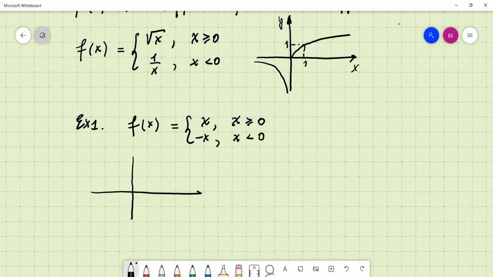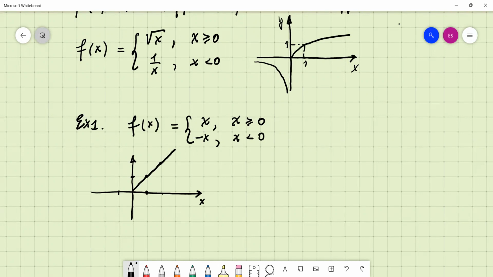Well, it equals x when x is greater than 0. X is greater than 0 over here, and you plug in x and you get x as a result. For example, you plug in 1 and you get 1 as a result. Plug in 2, get 2 as a result. So it's going to be a straight line going like this.